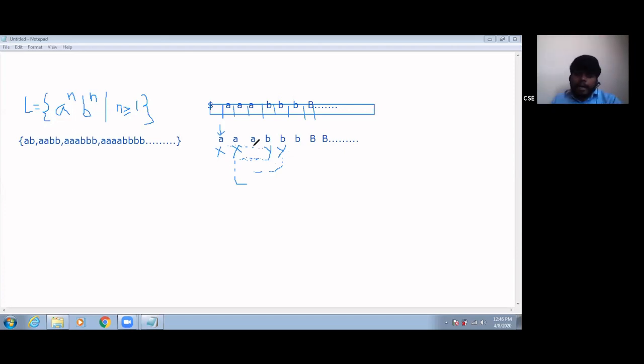This A I am going to replace with X. And for the third A, I have to look for the third B. Any number of Y's you have to move right hand side, because this same logic I am implementing in the Turing machine. Any number of B's I am moving right. For the third B, whenever it is encountered, I replace B with Y, and I need to move left hand side.